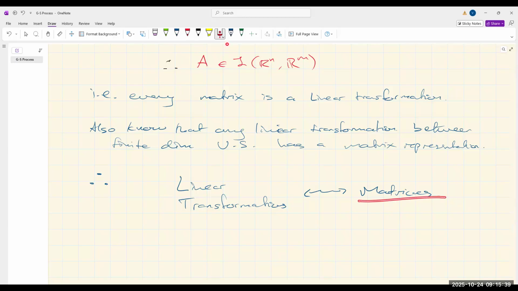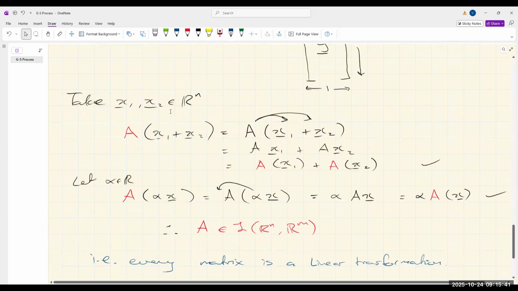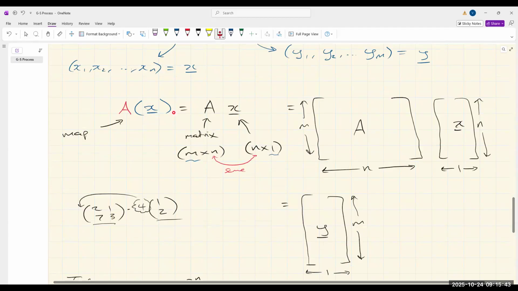How do you write a matrix as a linear transformation? That's what we just did here. Take the matrix and left multiply it. That's a recipe to convert it into a linear transformation.